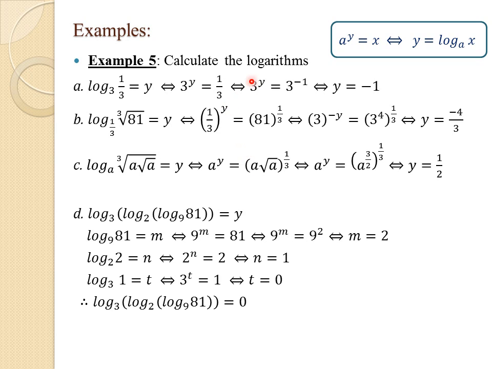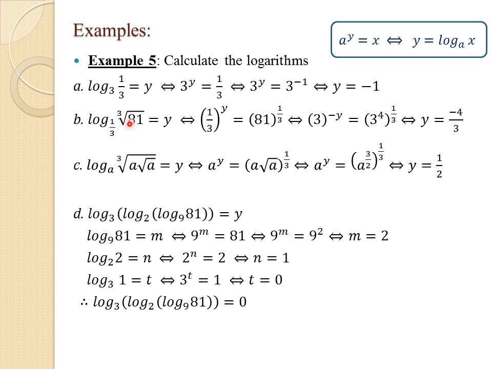Example 5, we also want to calculate the logarithms. Here is my fundamental identity written in each slide. This is now the logarithm that is given. Logarithm 1 over 3 base 3. Equal it to y, then 3 power y equal 1 over 3. And of course, this is 3 power negative 1, then y is negative 1.